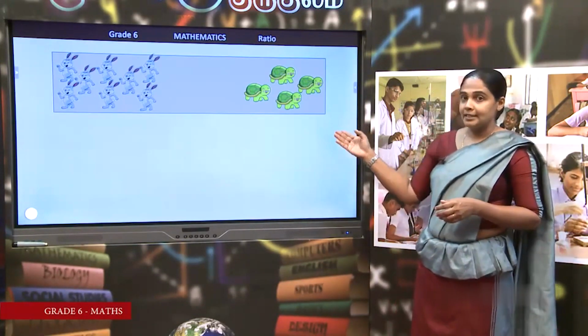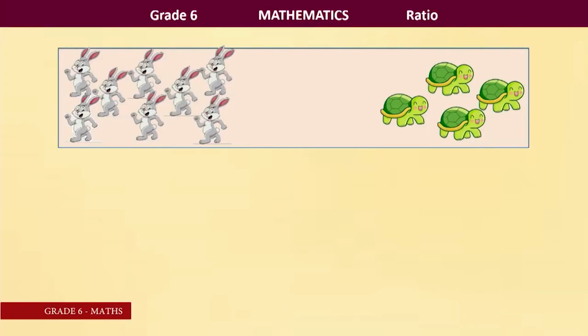Look at these pictures. It is a set of animals. There are 8 rabbits and 4 tortoises. Then what is the ratio? The ratio is 8 to 4. Now I want to make another set of groups of these animals, but they should be the same.